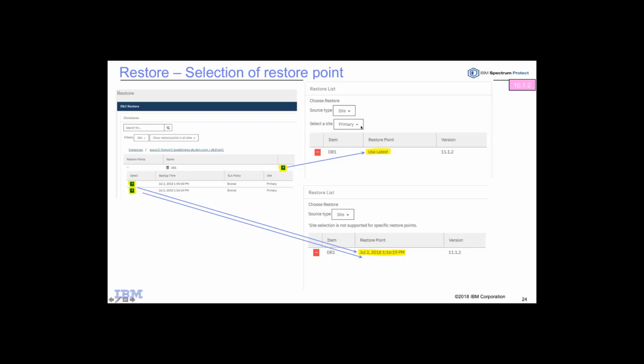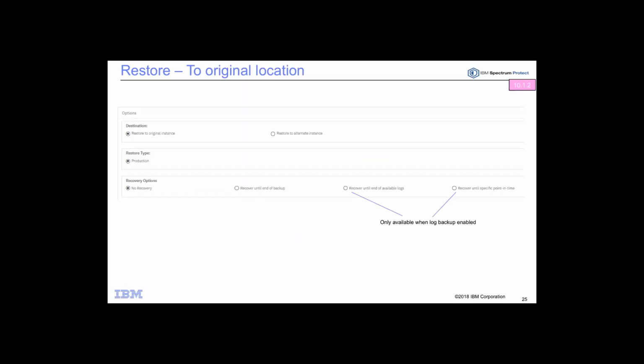Spectrum Protect Plus. You can select a site to restore from, so if you're using Spectrum Protect Plus replication, you can pick a particular site to restore from, maybe your primary or secondary location. Here are the options for doing restore. We talked about these already. It's just a picture of them.